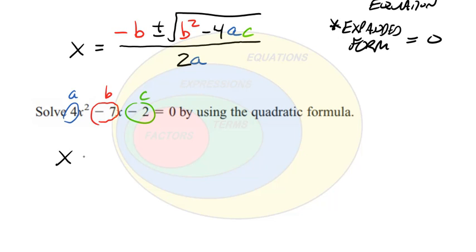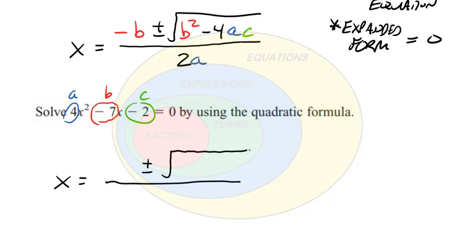So we get x equals, and if you look at the formula, I like to break it up into pieces. First of all, let's drop this down a little bit. We have a big fraction. We have the two terms on top because of the plus or minus, and then the square root is the whole second term. So this is kind of the makeup of the formula. We start with the opposite of b. So b is negative 7. The opposite of b is positive 7.